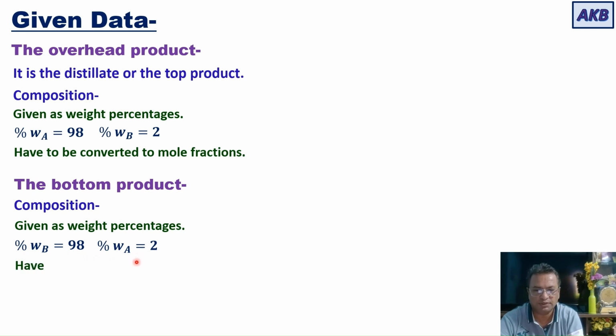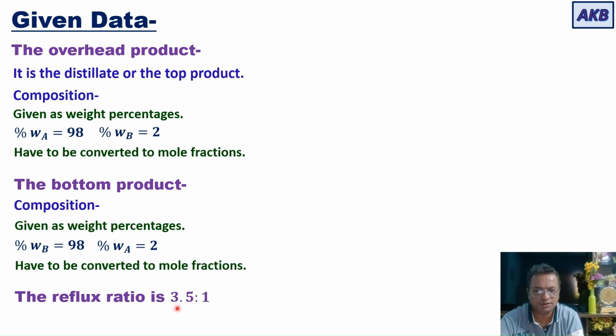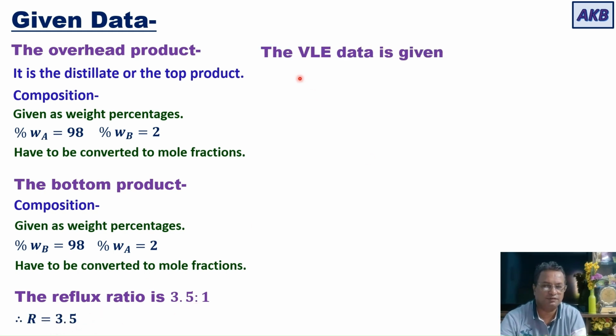And we have to convert that to mole fractions. Then the reflux ratio is given to us. Reflux ratio is 3.5:1. That is, the value of R is 3.5. VLE data is given to us. Equilibrium X and Y values are given to us.